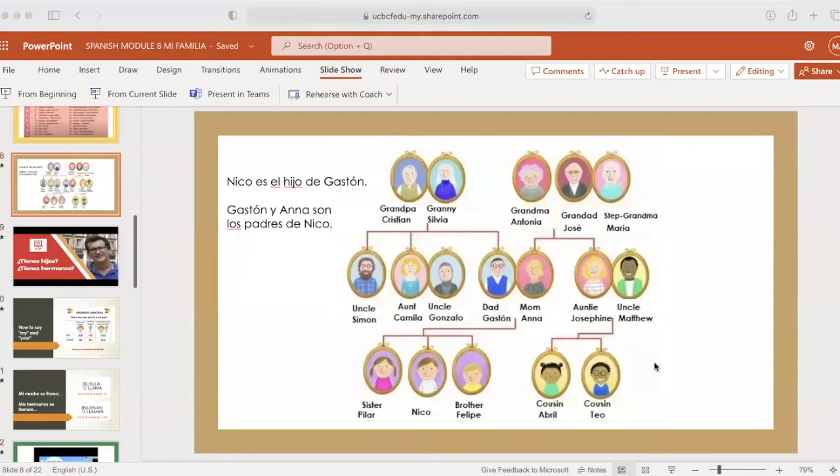By the way, you can also use this other word, ¿quién es? Question word rather. ¿Quién es means who is. For example, ¿quién es el hijo de Gastón? So this one now is, who is the son of Gaston? Then that is now Nico or Felipe, right?